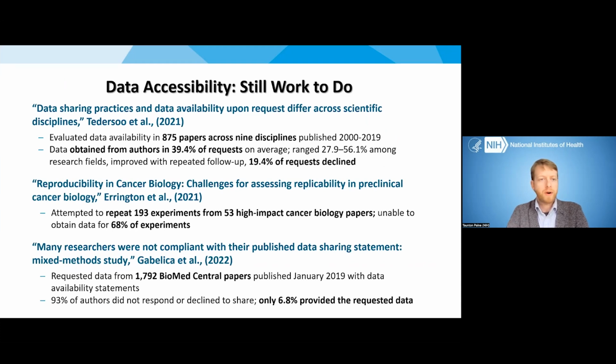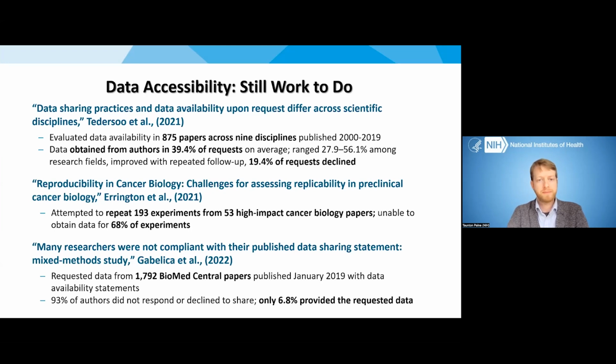Despite this, we are aware that there is a growing literature showing poor availability of data that underlie published research results. I won't go through these in detail, but I'll just highlight the last one on this list, which was published last year and gained some press, showing in a sample of fairly recently published papers that had data availability statements that authors were only able to get access to the data underlying those papers 6.8% of the time. So we can obviously do better than this.